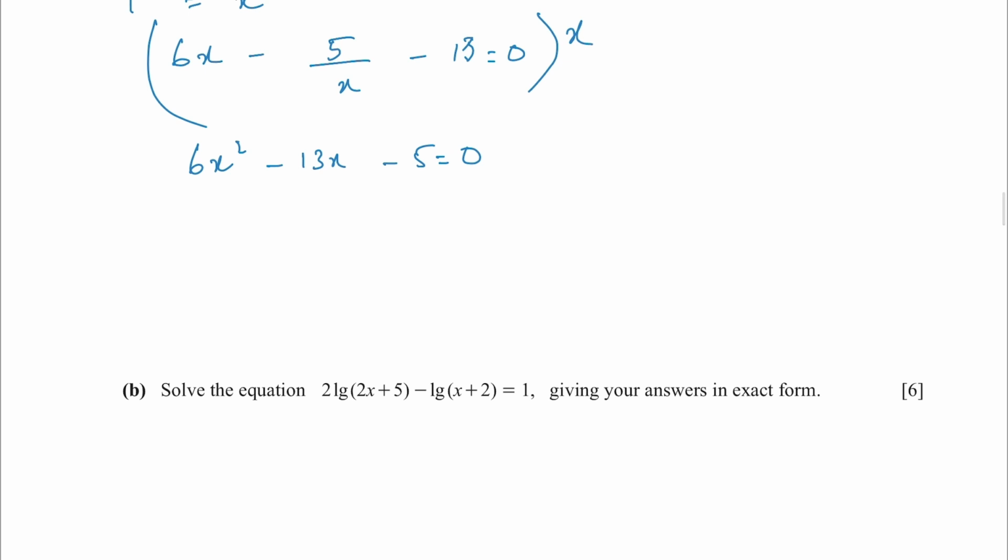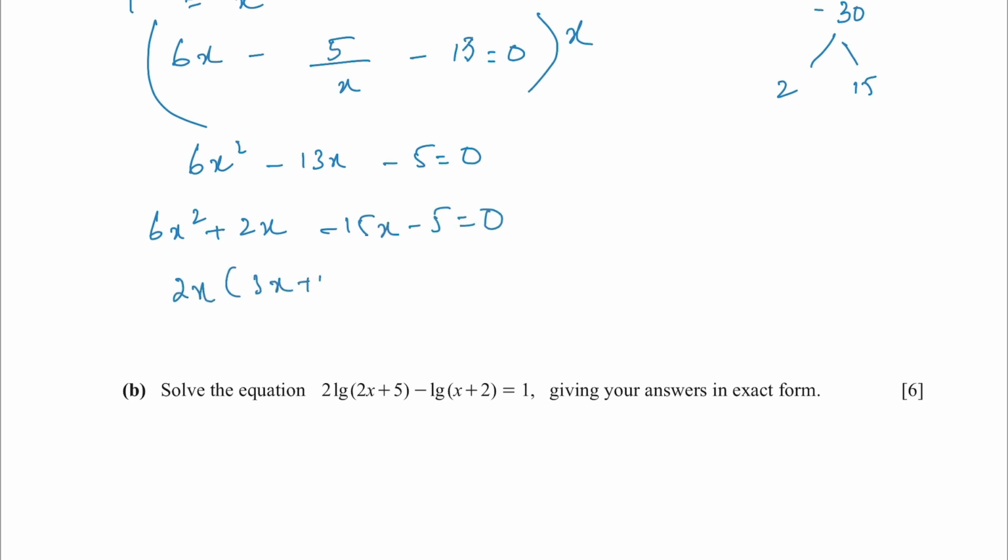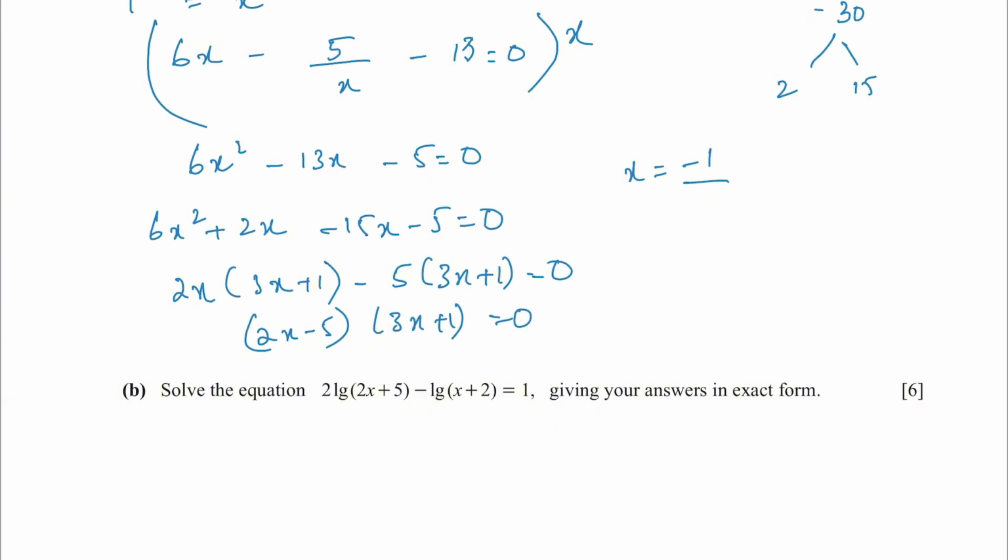Now we need factors of negative 30. So this would be 2 and 15. So this would be 6x squared + 2x - 15x - 5 = 0. We take 2x as common, we'll get 2x(3x + 1) - 5(3x + 1) = 0. So this would be (2x - 5)(3x + 1). We'll get our x as -1/3 and x as 5/2.